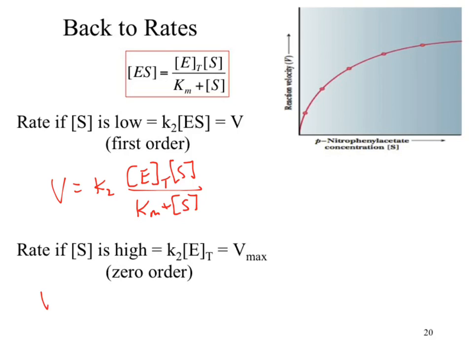And we also know that Vmax will be equal to K2 times our total enzyme concentration. Okay, so zero order with respect to our substrate. Can I solve if my rate is low? Do I know K2? You should be able to get Km.